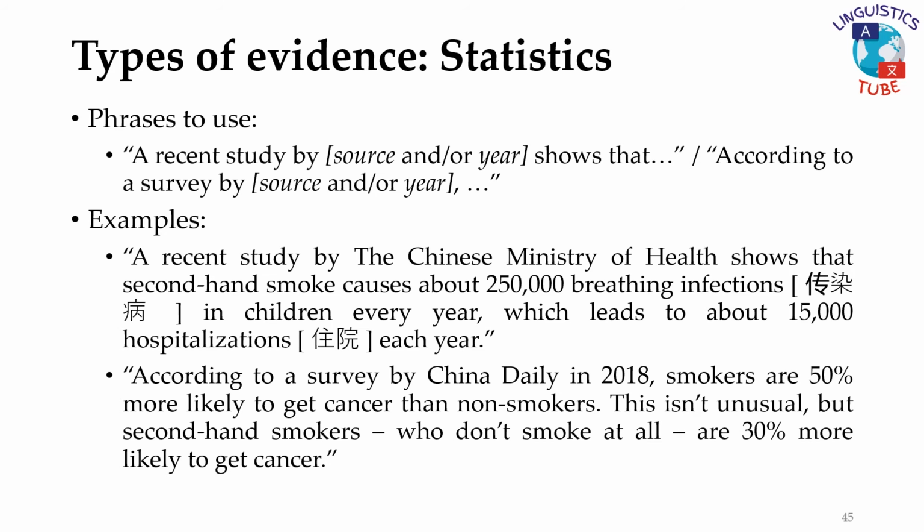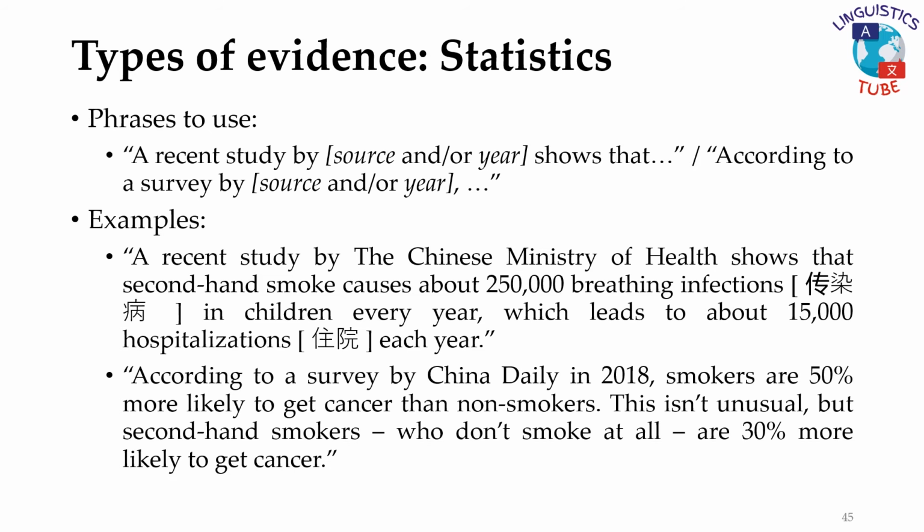Here are the examples. A recent study by the Chinese Ministry of Health shows that secondhand smoke causes about 250,000 breathing infections in children every year, which leads to about 15,000 hospitalizations each year. According to a survey by China Daily in 2018, smokers are 50% more likely to get cancer than non-smokers. This isn't unusual, but secondhand smokers, who don't smoke at all, are 30% more likely to get cancer.